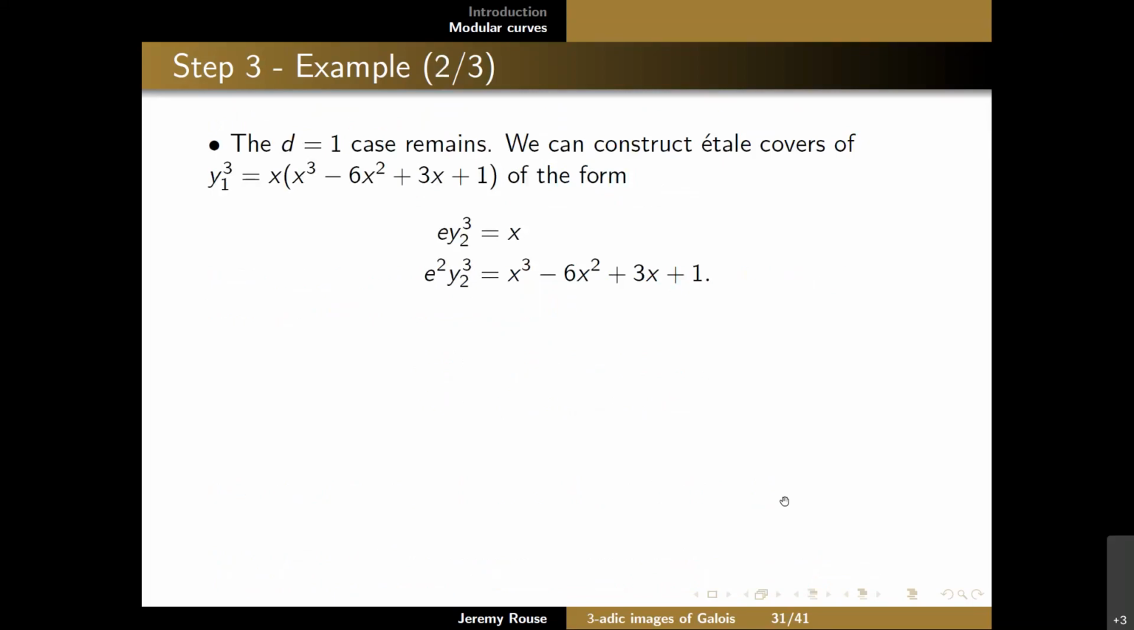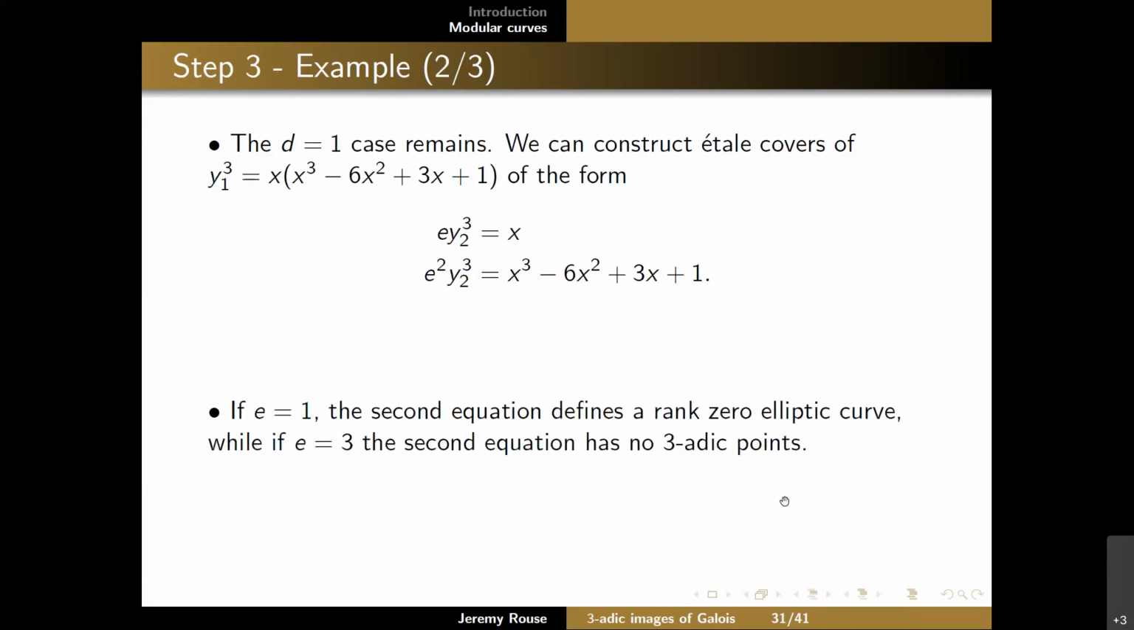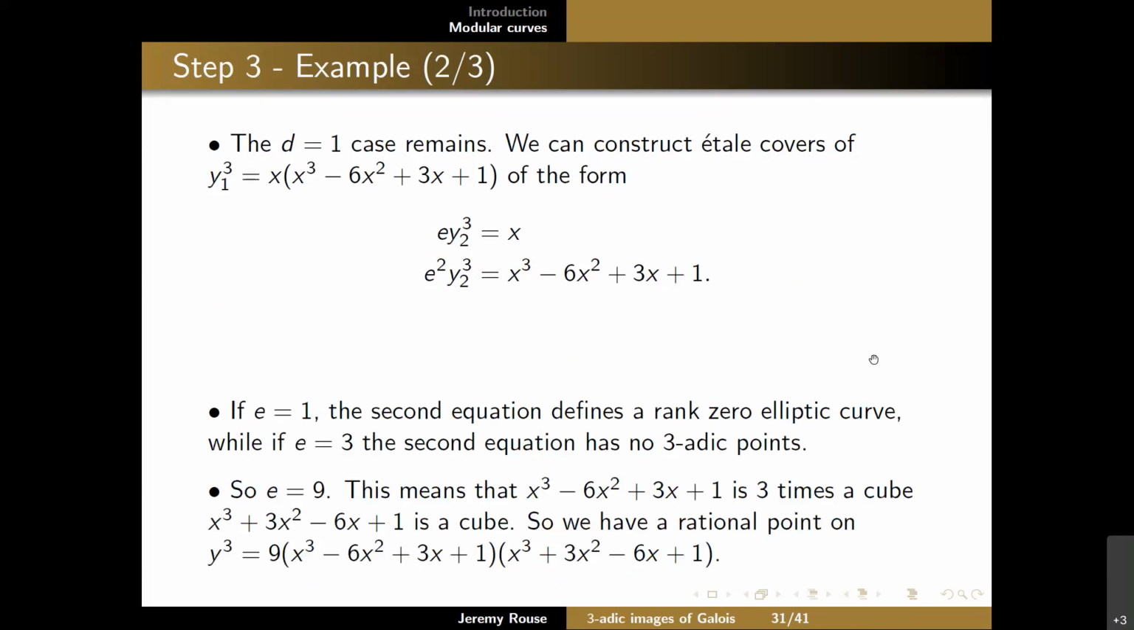And what we're going to do is take the genus 4 curve that was the first equation in X_1, and we're going to construct étale covers of that. So that curve is y1 cubed equals x times (x cubed minus 6x squared plus 3x plus 1), and we can get étale covers of this form. Here, e is either 1 or 3 or 9. So if e equals 1, then the second equation gives us a rank 0 elliptic curve. If e equals 3, the second equation has no 3-adic points, and so we only have to worry about e equals 9. But these e cases, remember, are really like a subcase of the d equals 1 case.